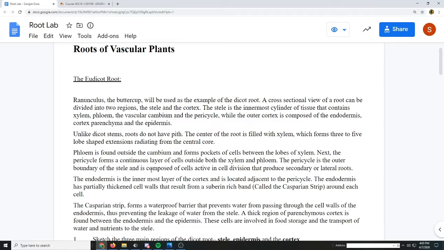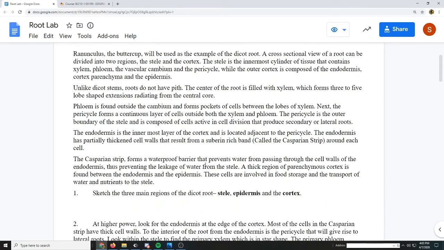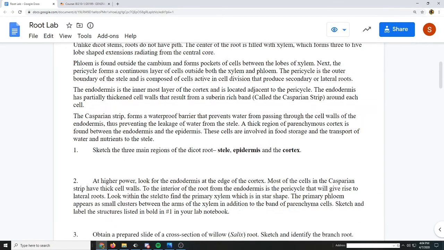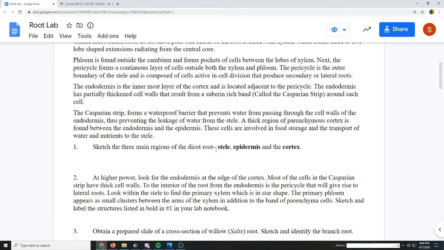Okay, so this is for the root lab, and again, this sheet is more designed for the face-to-face class, and it talks about doing sketches and you're doing that in the lab notebook. If you want to do that, that would be fantastic. But if you can't, don't worry about it, or you don't feel like it, because I can't accept them. But you will still be held responsible for any of the terms that are in bold. So if you see things like this, you're going to be responsible for these.